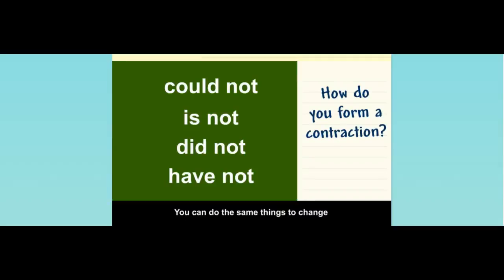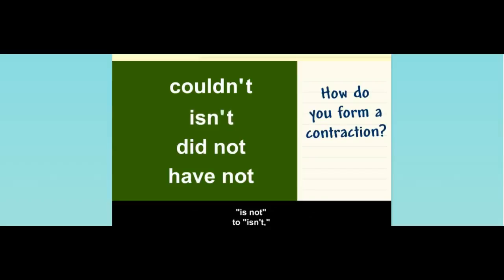You can do the same things to change could not to couldn't, is not to isn't, did not to didn't, and have not to haven't.